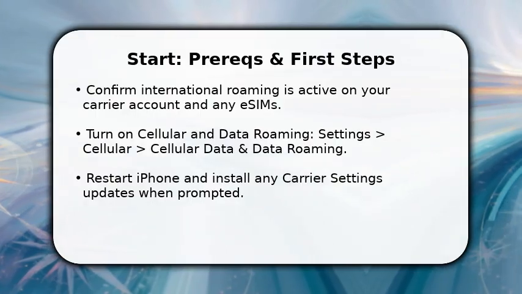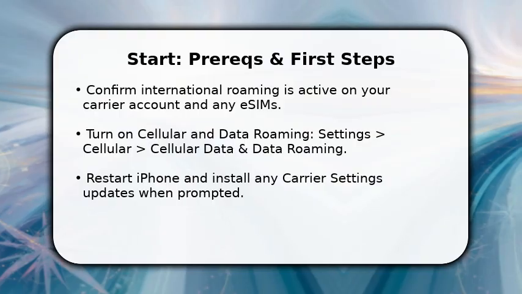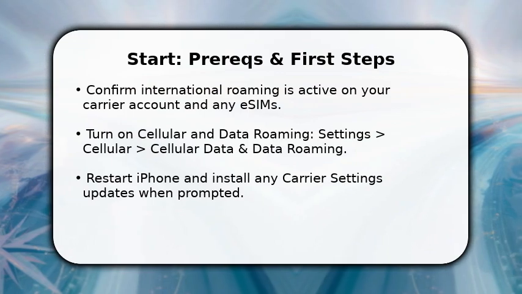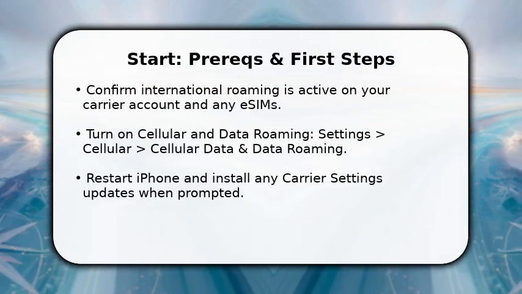You should restart the iPhone after enabling roaming so the carrier registers correctly. Make sure airplane mode is off and Wi-Fi is on for initial setup. Then proceed to network selection.